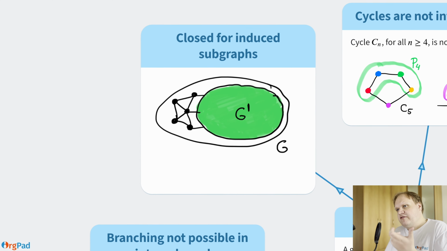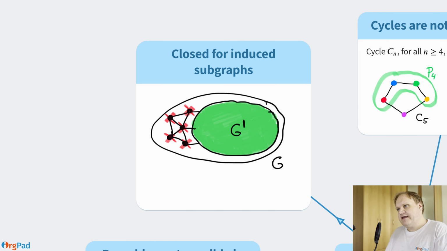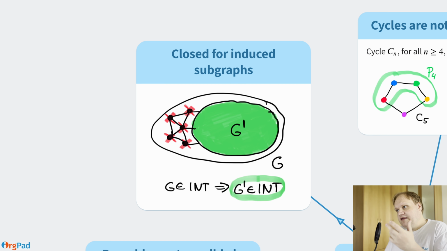But we can use these results to actually show more. Suppose that we start with some graph G and we remove some vertices. We obtain an induced subgraph. If G is an interval graph, then this induced subgraph is also an interval graph. So interval graphs are closed under induced subgraphs. This corresponds to removing intervals from an interval representation.